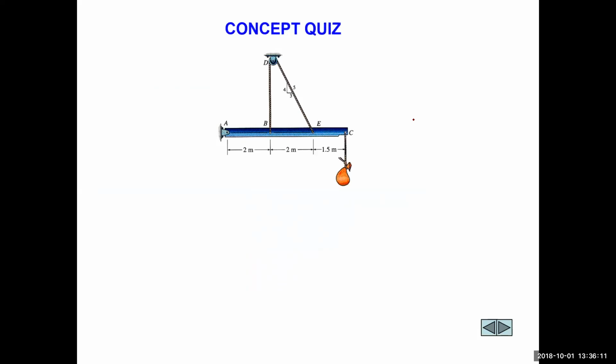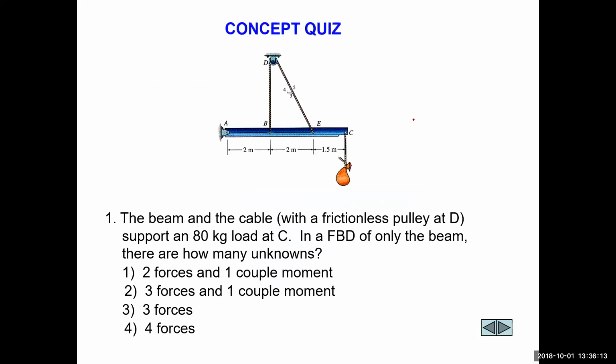Okay, if that sort of makes sense, let's try this concept quiz here. The beam and a cable, which has a frictionless pulley at D, supports an 80-kilogram load at C. If we're diagramming just the beam, how many unknowns are there? So we're given a frictionless pulley at D. We're given an 80-kilogram load at C. If we're going to diagram that beam, how many unknowns are there?